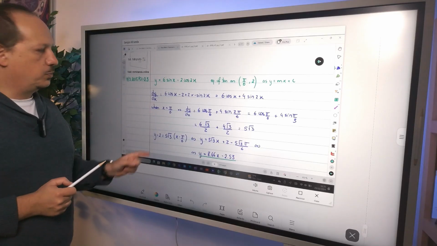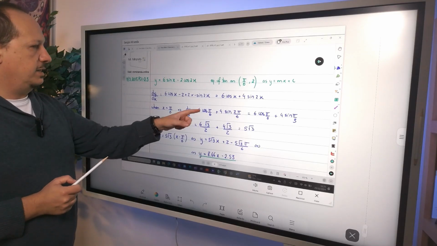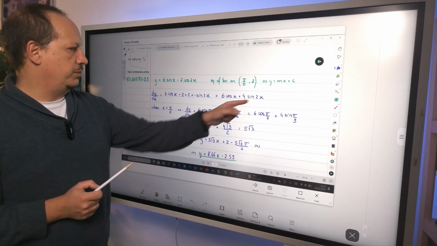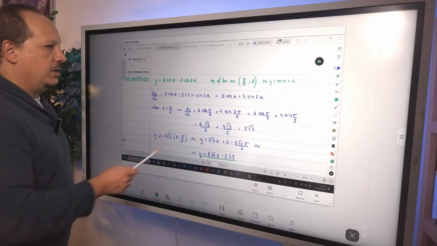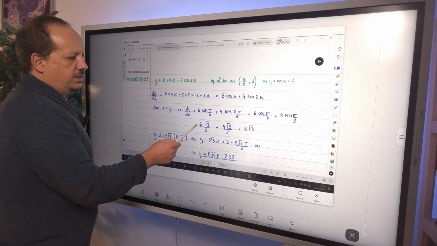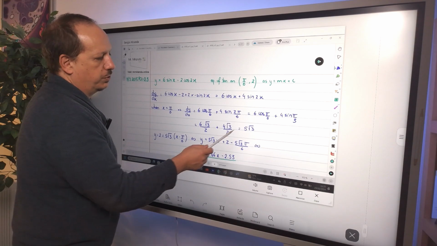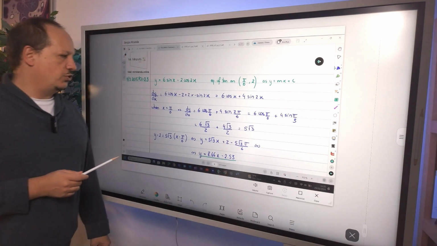Now, when x equals pi over 6, just substitute the pi over 6 over here. And this is what you'll get. This is going to be 6 square root of 3 over 2 plus 4 square root of 3 over 2. So that's basically just 5 square root of 3.